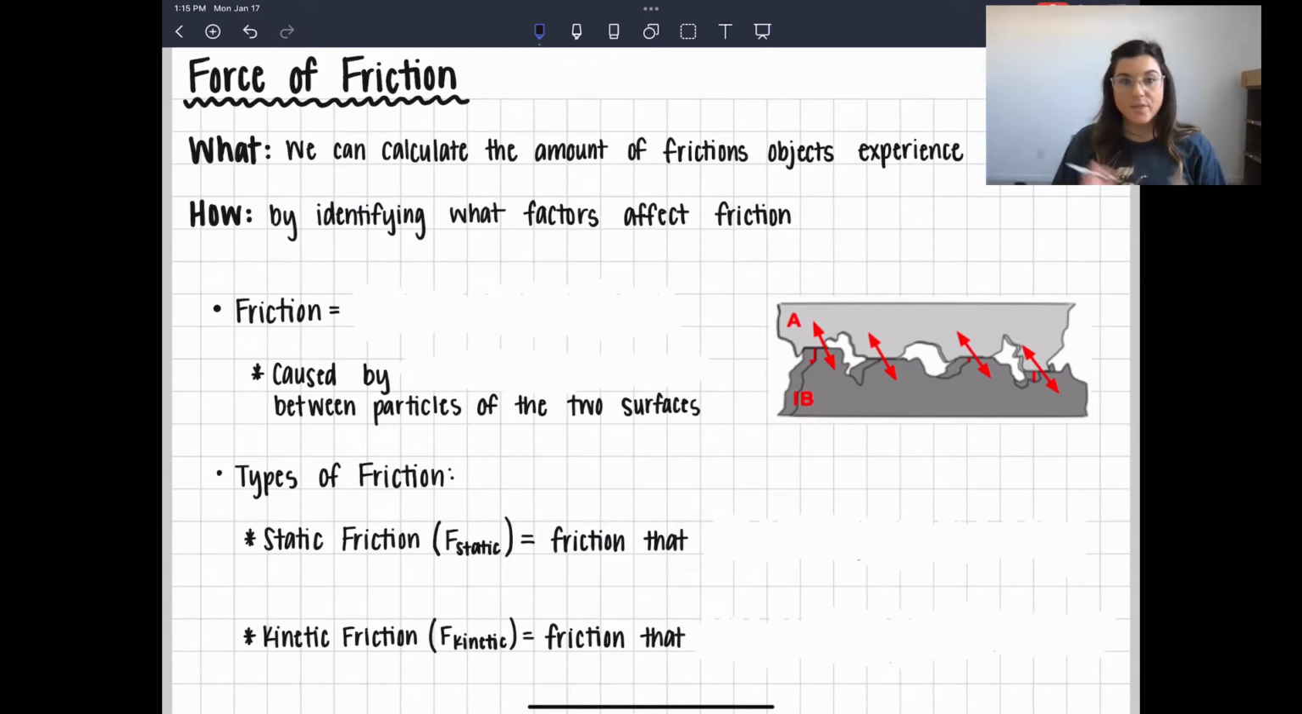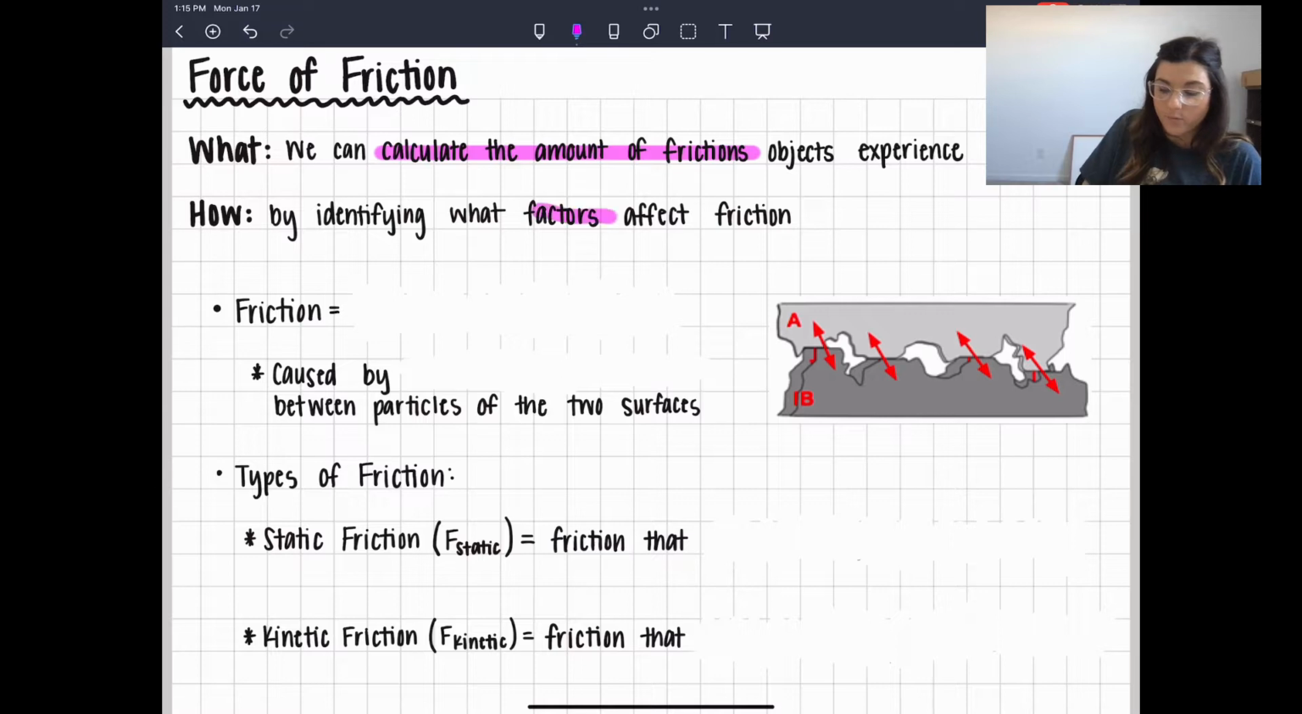All right, so this lesson is on forces of friction, and our goal by the end of this lesson is to be able to calculate the amount of friction an object is going to experience. The way that we're going to do that is by identifying what factors affect friction. When I talk about factors, I'm going to be talking about things like size or mass or amount of force or even the nature of surfaces that are all factors that have an effect on friction.